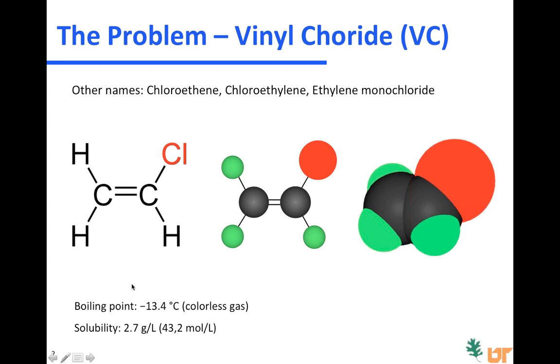Vinyl chloride is a gas at room temperature. It has a boiling point of minus 13 degrees centigrade. So it basically means at atmospheric pressure, it's a gas, but it's relatively soluble in water. It has a solubility of 2.7 grams per liter. It's about 43 millimolar. So 43 millimoles can dissolve in 1 liter of water. So it's relatively soluble.